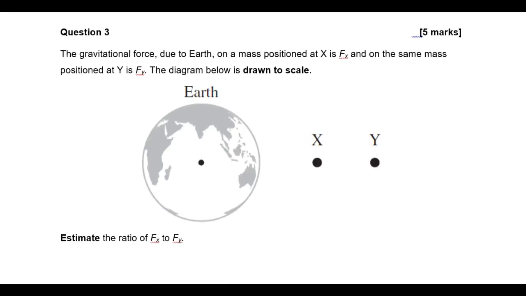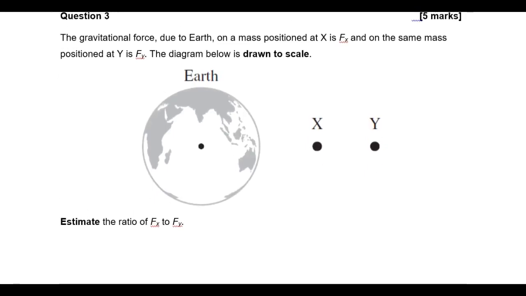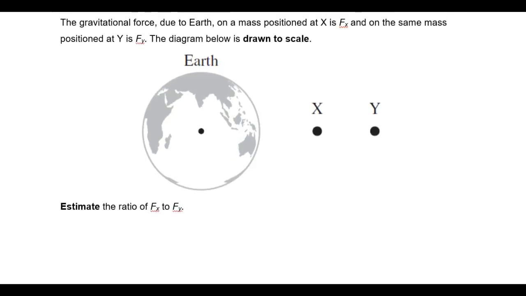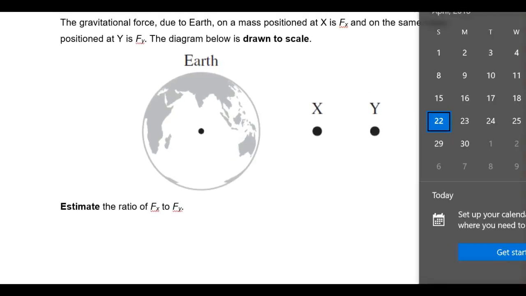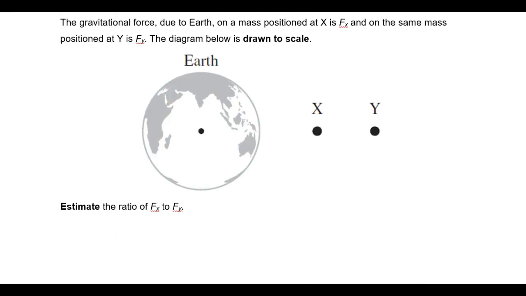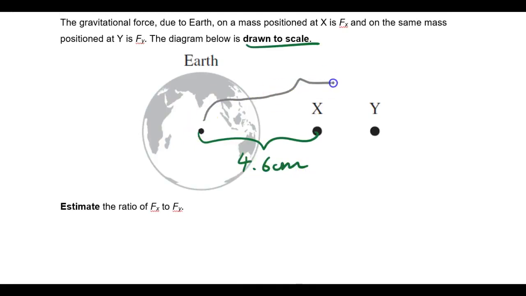Alright, and the next question here, you have to find the gravitational force due to Earth on the mass, positioned at x and y, same mass here. Remember this one is drawn to scale. Estimate the ratio of Fx to Fy. So when I'm doing this, you can do the measurements. I have my answer here. The distance from the center of the Earth to X here, I have about 4.6. Whereas my center over to Y, I have about 6.9 here.